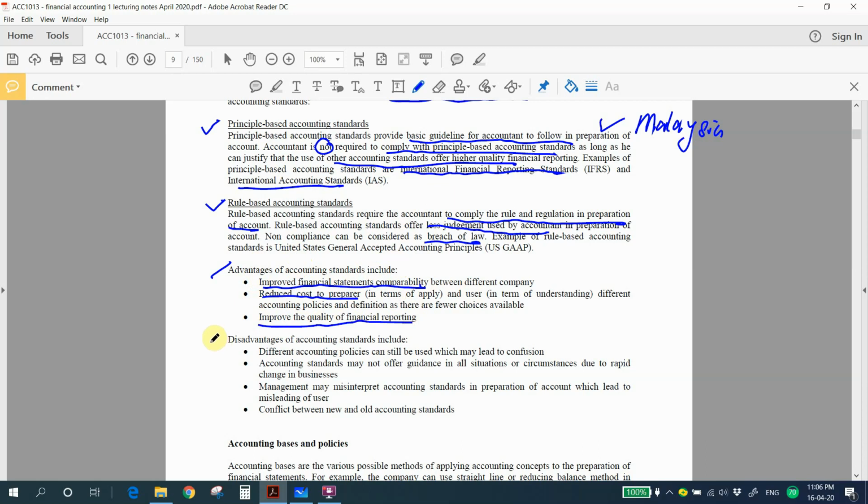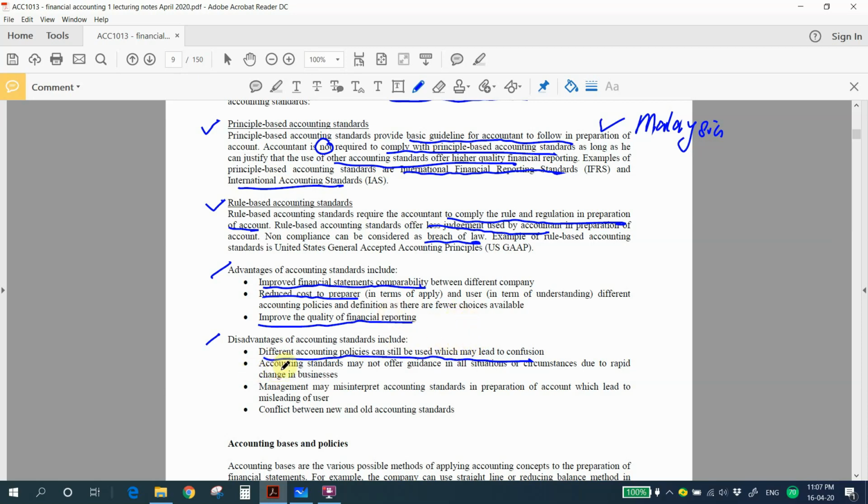Next, we are going to discuss the disadvantages of accounting standard. Different accounting policies can still be used, which may lead to confusion. Inside an accounting standard, they may have different options. For example, in depreciation, you are allowed to use the straight line method or the reducing balance method. You are allowed to make the selection. So this selection will still result in a difference between each company. So it cannot totally solve the issue of different accounting policies.